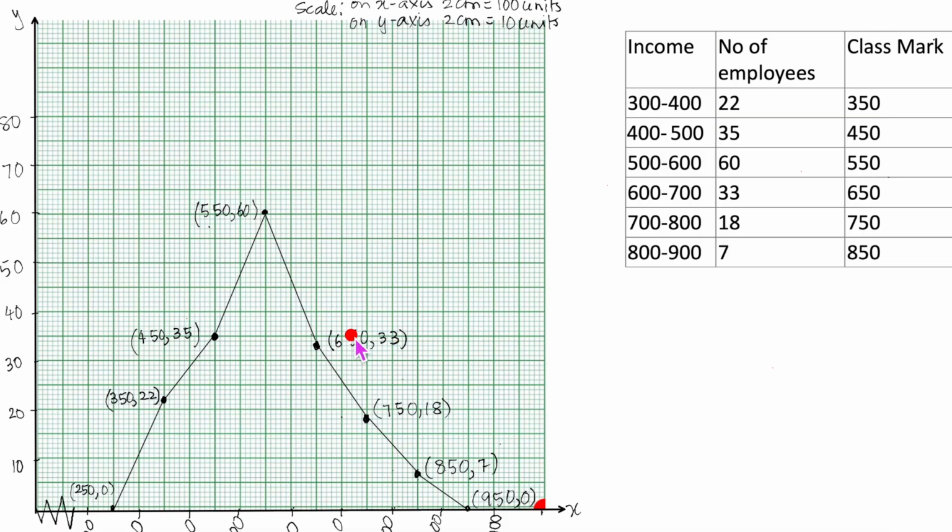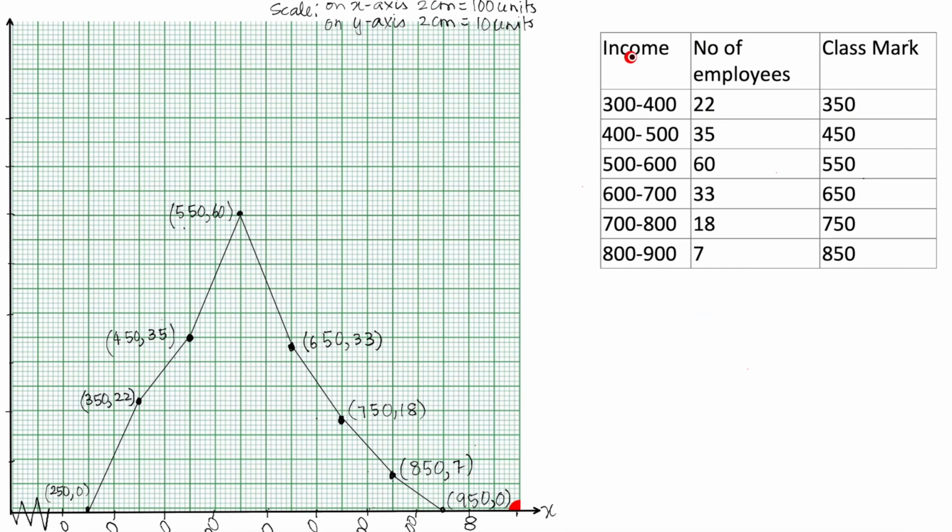So here I have plotted the graph over here, the histogram on the graph paper, and this is the table. So let's look at the table. The income as it is given in the question, the number of employees we've written, and the class mark for each class interval have been written here. So for this it is 350 as the mid value, for this mid value. Okay, so you understand this. So the first point to plot will be 350, 22.